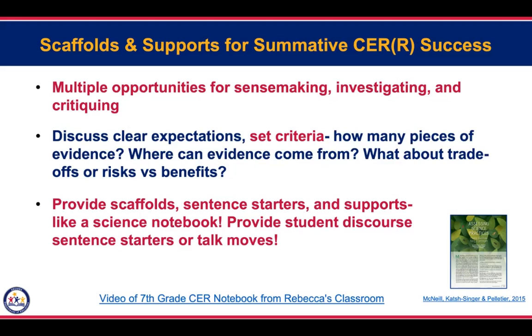And then obviously sentence starters and supports. Get them in their science notebook. Provide talk moves. How do they talk to each other? All of those things are important.